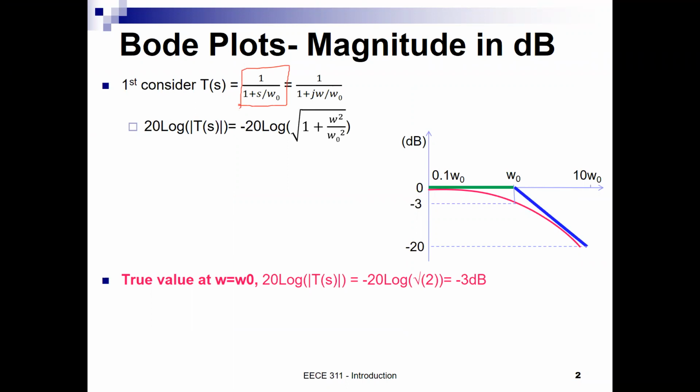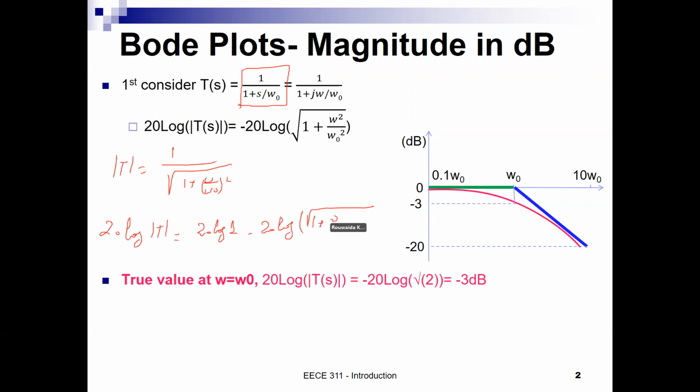We know that the magnitude of T is equal to 1 over the square root of 1 plus (ω/ω0) all squared. And the magnitude in dB for T is 20 log |T|, which is equal to 20 log 1 minus 20 log the square root of 1 plus (ω/ω0)² for this example. 20 log 1 tends to 0, and therefore the magnitude in dB for T is minus 20 log the square root of 1 plus (ω/ω0) all squared.